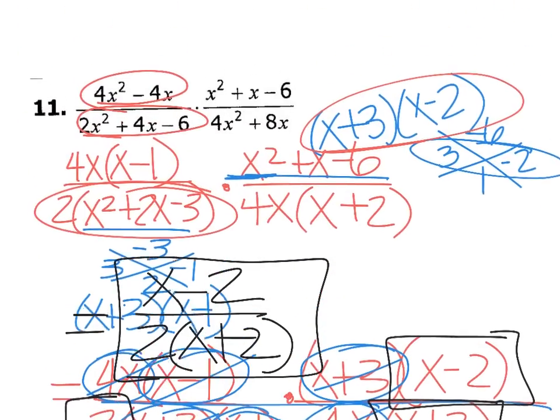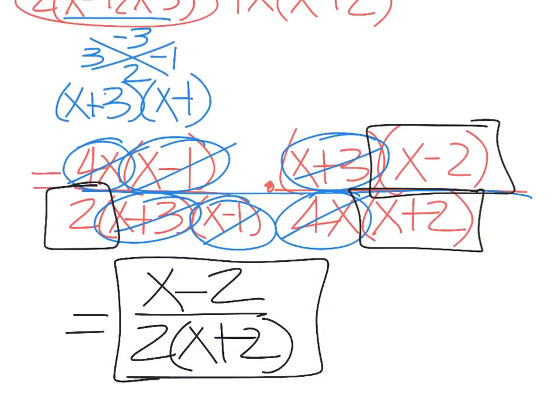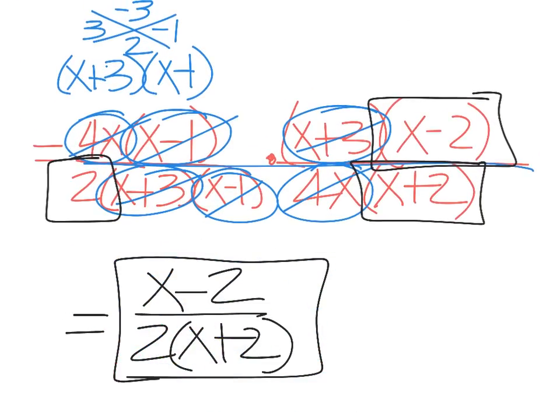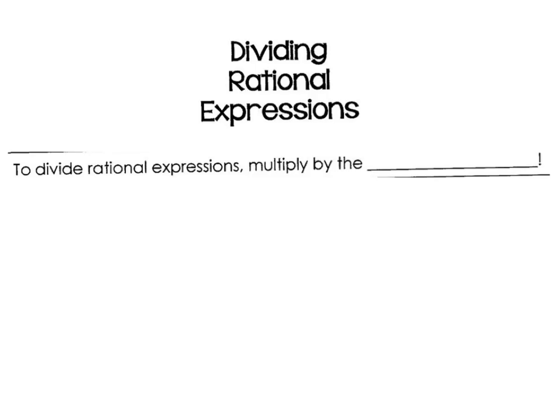We went from this super complicated one up here to this simplified rational expression. All right, so always remember, factor everything you can first, then multiply together, simplify, eliminate common binomial factors, get it to be as simple as you can.